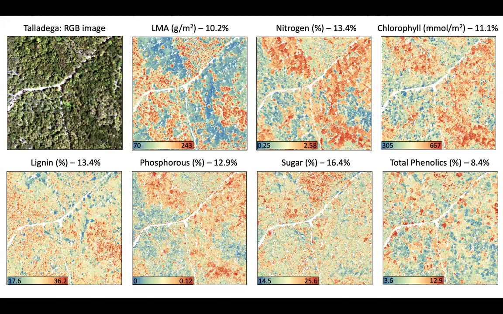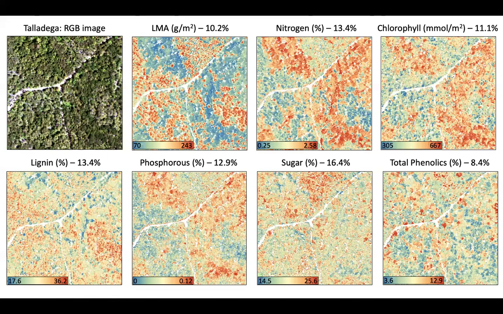So this is Talladega National Forest in Alabama, which I like using because it's really pretty diverse in terms of the number of species that are there, and it's a really beautiful forest type. And this is just showing you examples of some of the different traits for this one particular footprint. And the number right here is the uncertainty that's associated with each one of these traits. So the uncertainty for phenolics is 8.4%, which is really good.